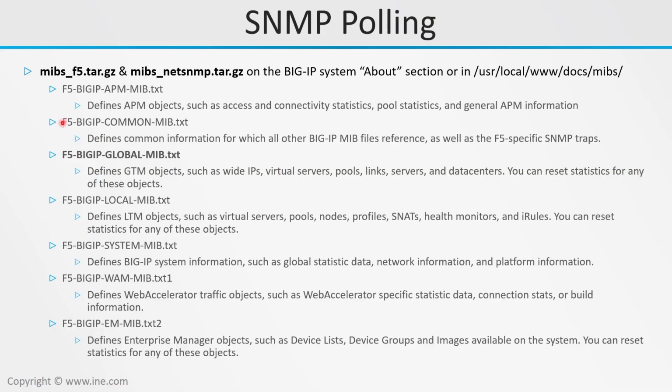Okay, so F5 has these broken up by certain modules. There's an APM MIB that contains the objects for APM. There's a common one for F5 specific SNMP traps, and then the BIG-IP Global MIB is for GTM objects such as wide IPs, virtual servers, pools, links, servers, and data centers. The local MIB is for LTM objects. The system MIB covers things like global statistics data, network information, platform information, and we have the WAM for WebAccelerator and EM for Enterprise Manager.